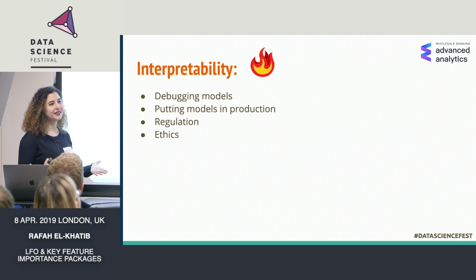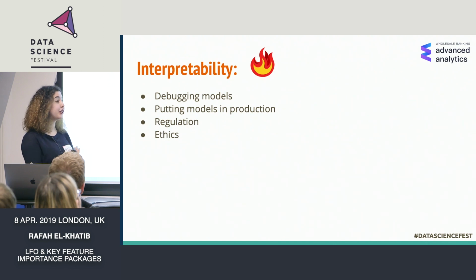This is a very hot topic these days, and there are so many reasons why it's important. We talked about debugging your model, but there are other things as well. Putting models in production. ING is a bank, okay? It's really important that we know exactly what's going into production because there's so much risk involved and compliance and everything.